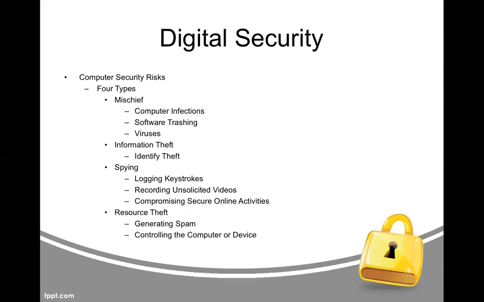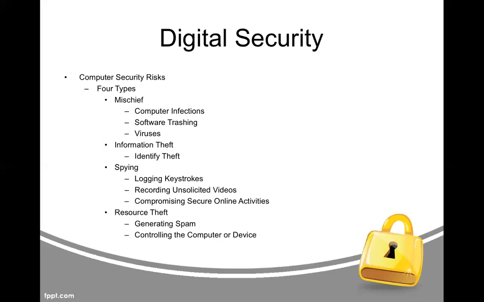Okay. There are four types of digital security risks. Number one is mischief. These are computer infections, software trashing, and viruses. Second is information theft. The most common is identity theft. These are the four types of computer security risks.